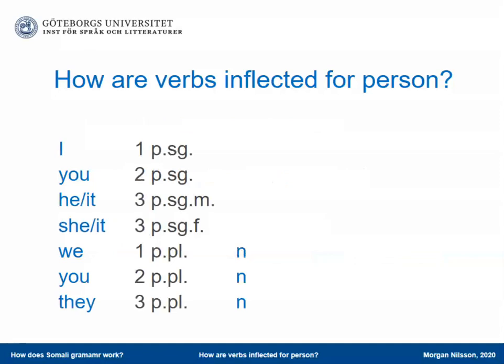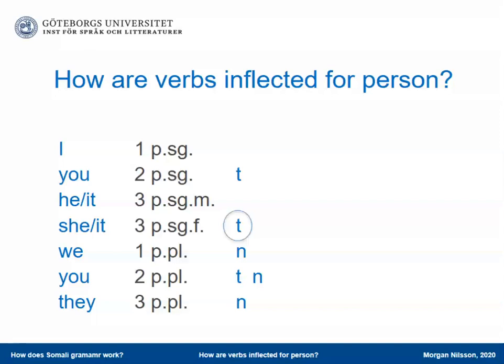We add n to all the plural forms of a verb. And we also add a t to the second person. And this means that the second person plural will contain both a t and an n at the same time. And then also the t for the third person singular feminine form, she. So now this is the complete set of person markers in the Somali verb inflection.